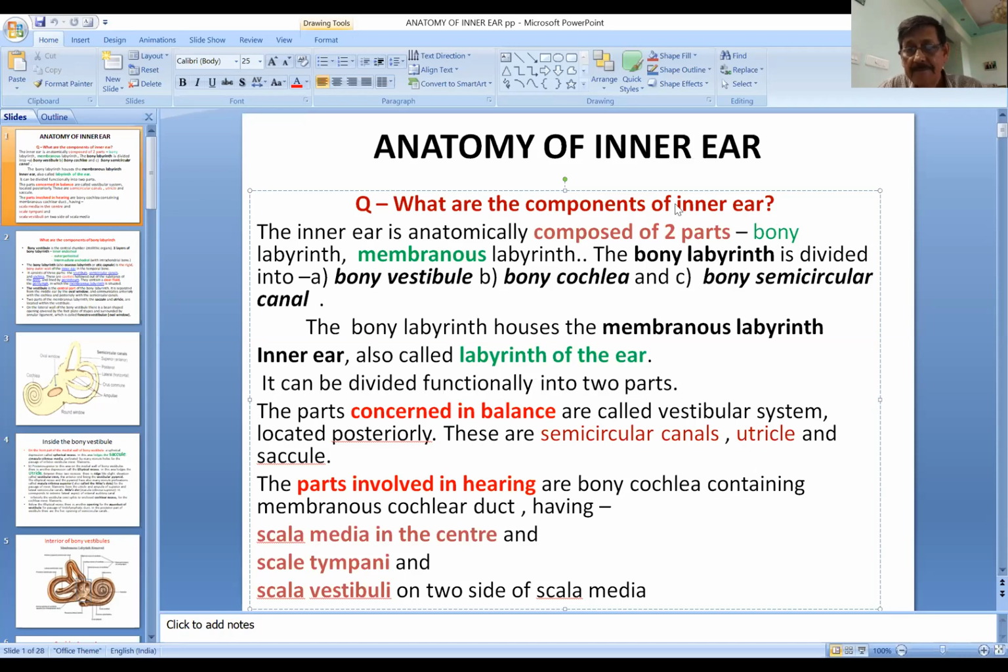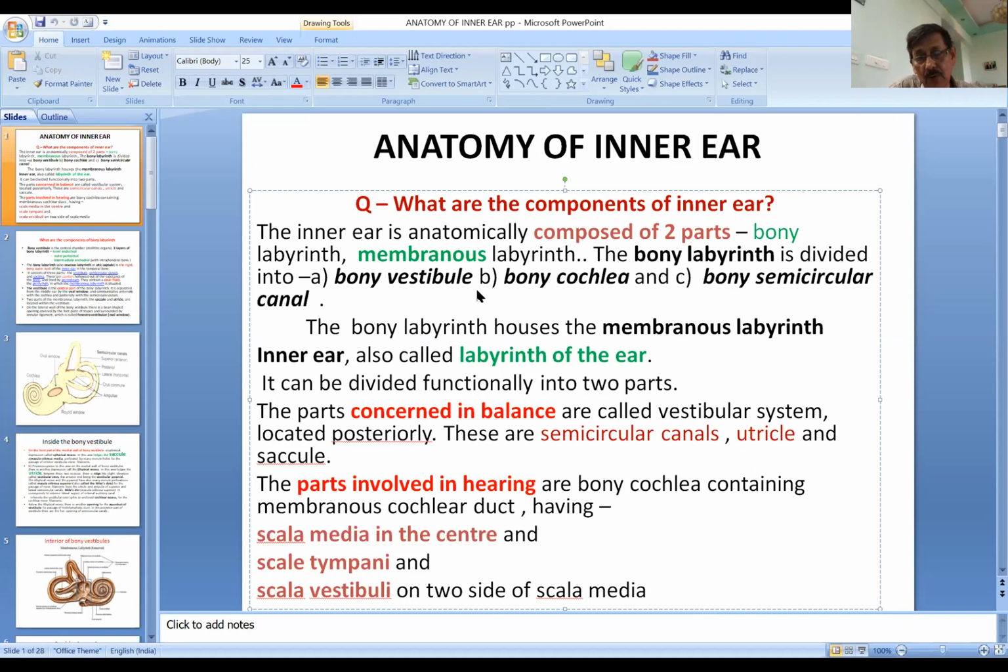So the components of the inner ear are two. That is, it is a bony component, and inside the bony component there is the membranous labyrinth. The bony labyrinth, actually, is a periosteal covering of a space, and inside this space there is a membranous labyrinth. So there is a bony hollow. We can divide this bony labyrinth into different parts.